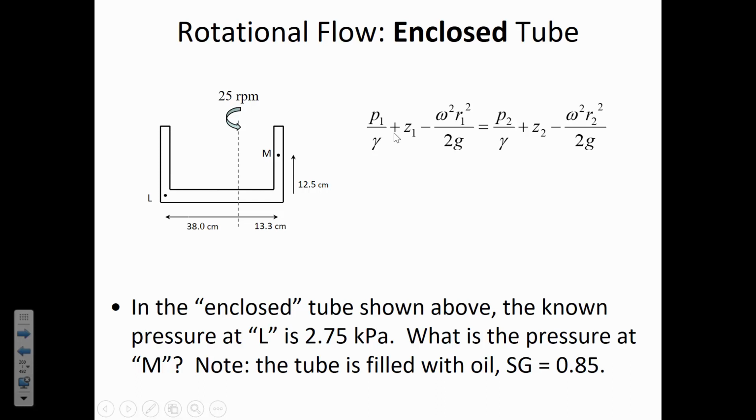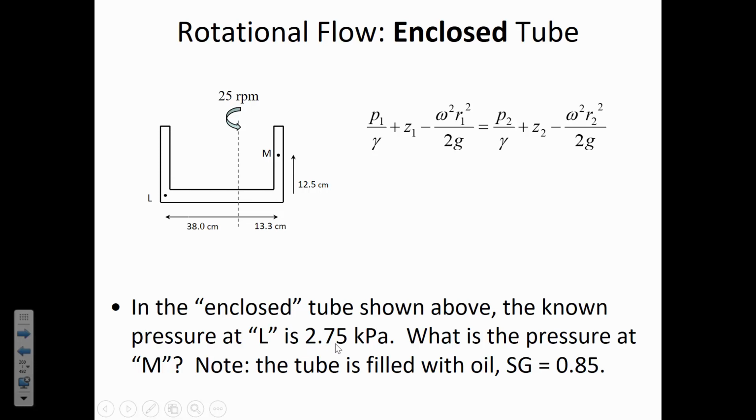So I'd like you to try and calculate here, what is the pressure at location M? Now think about, compared to L, should it be higher or lower? Before we start crunching the numbers, just think logically, can we predict whether it's going to be higher or lower than the pressure where we've measured it? Here at L, we measure as 2.75 kilopascals.